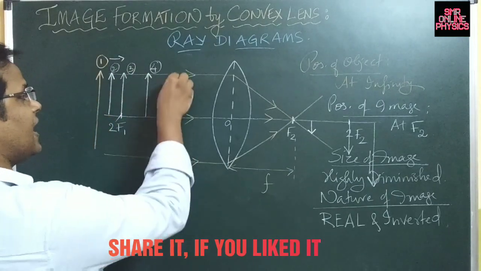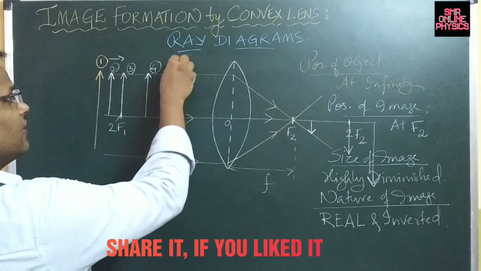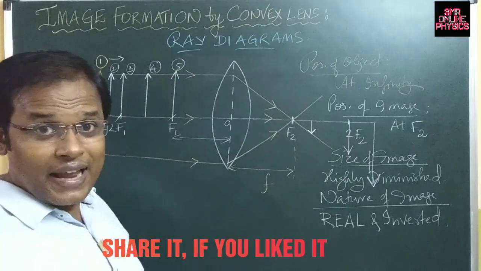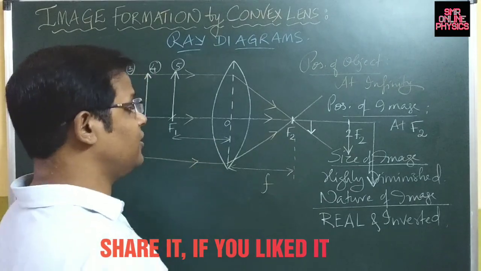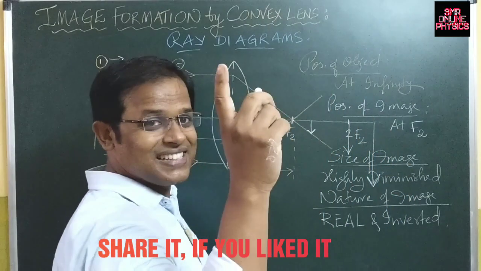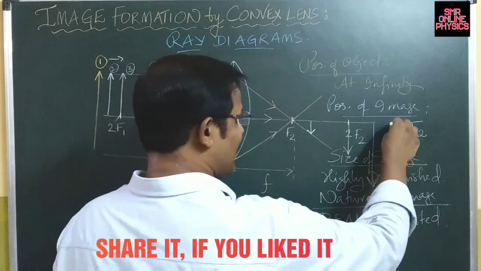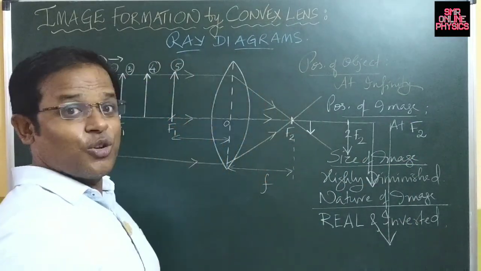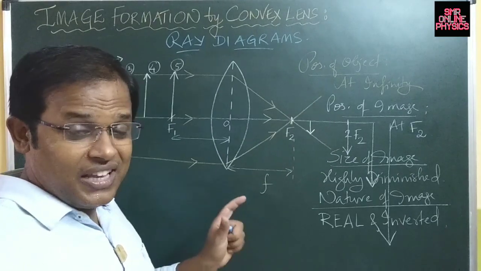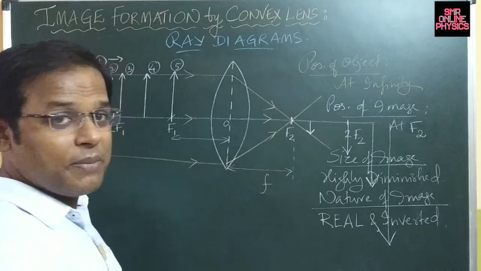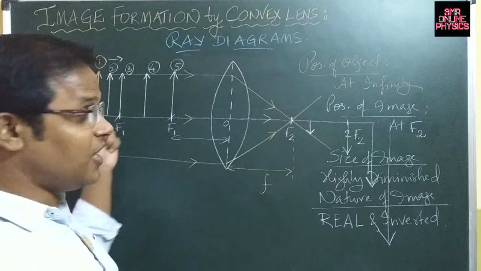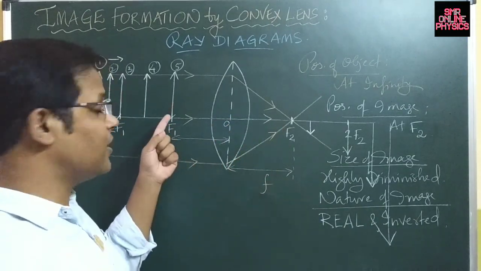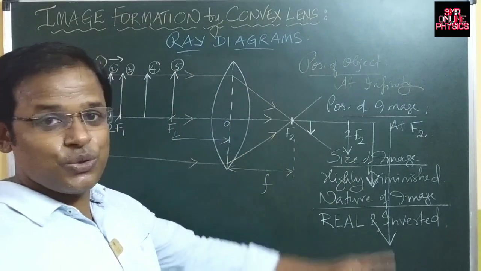What if I stand at the focus itself? Means my object distance is almost equal to the focal length of the lens. Then you'll find, yes, any guesses? Yeah, I got it. The image goes to infinity. Very easy trick to easily understand and remember. When I was standing at infinity, the image was forming at the focus. When myself, I'm standing at the focus, the image shifts to infinity.